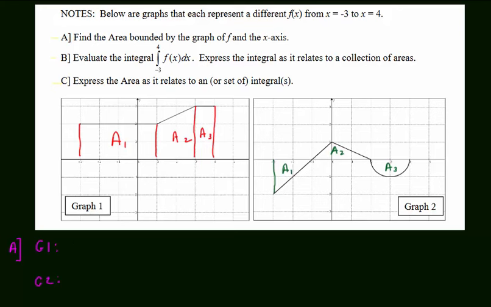In part A, graph 1 wants us to find the total area. So let's say area total is equal to the A1 plus the A2 plus the A3. And all I have to do is appeal to some geometry to get those areas. The first one is a rectangle whose base is 4 and whose height is 2. And the second one, now I want to talk about this for a second.